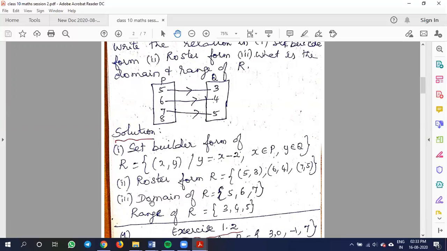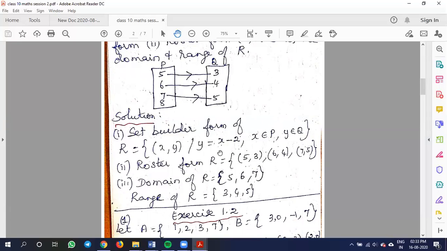Then how to write the roster form? Roster form is nothing but the set of all ordered pairs. Here you see 5, 3. Then 6 with 4, so 6, 4. Then 7, 5. That is called the roster form of R. Now, after writing this, what is the domain of R?